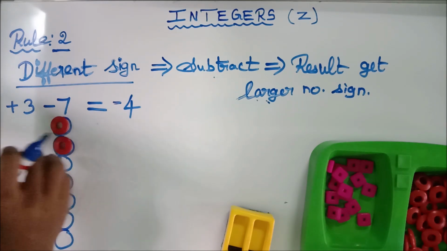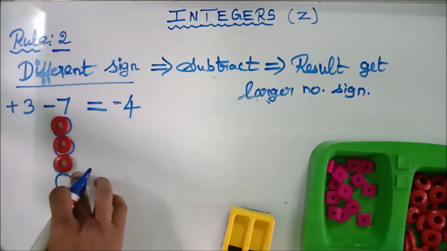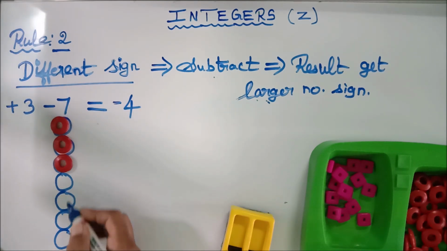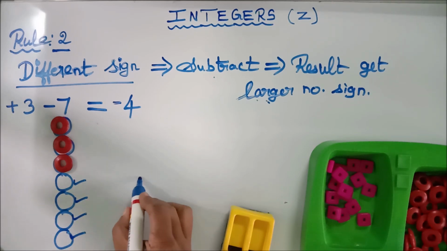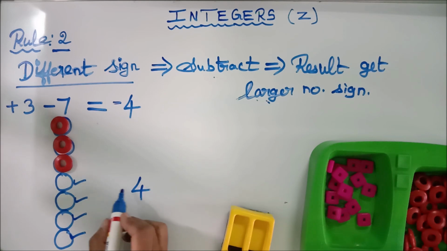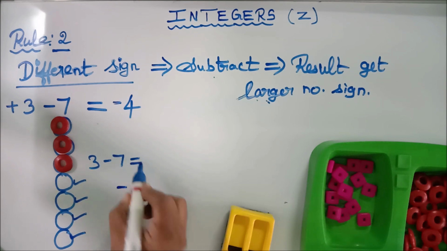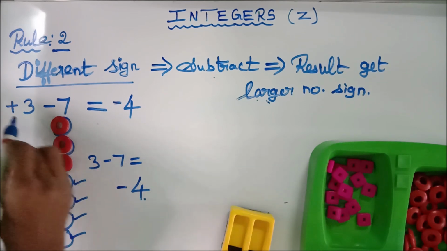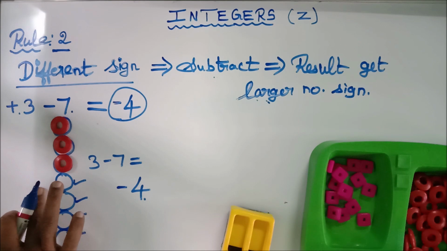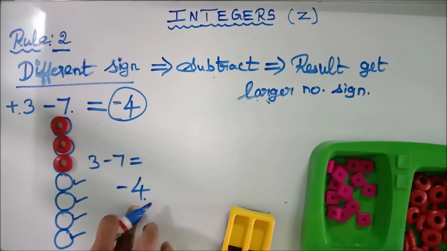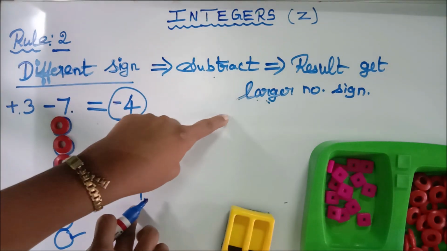So you are fulfilling your need. So 1, 2, 3. Okay, after adding these 3 with minus 7, still you are in need of some coins. How many coins do you need? 1, 2, 3, 4. Thus, you are in need. Need means you have to introduce the symbol minus. Thus, 3 minus 7 is minus 4. Thus, plus 3 minus 7, as per rule 2, you get minus 4. By the activity also you get the same answer. I hope you have understood the concept: different symbol means subtract, and the result gets the larger number's sign.